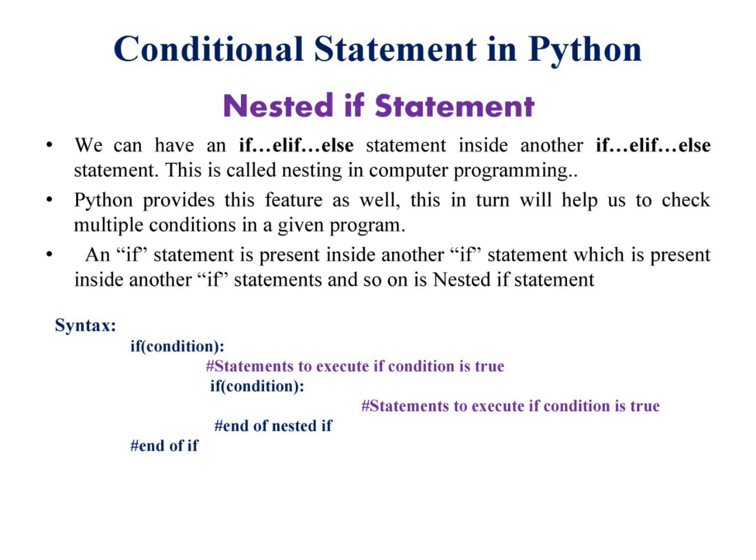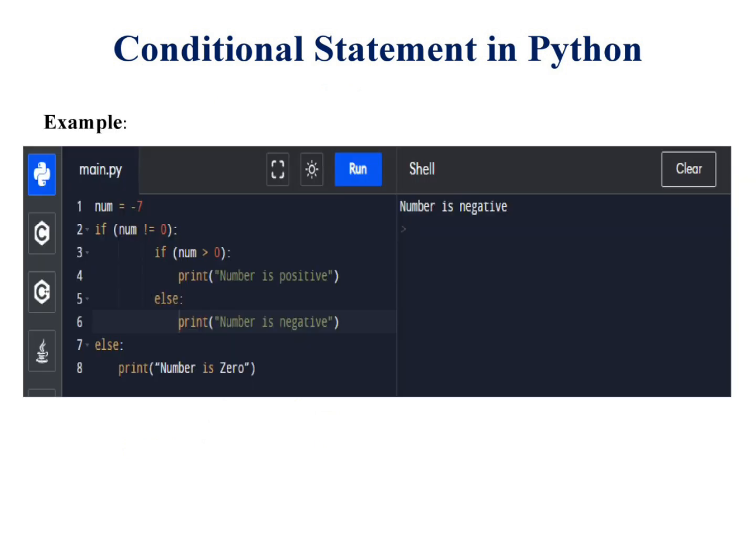Let us see an example. I am going to print the value as negative or positive using this. Let us take num is equal to minus 7. If num is not equal to 0, that is, if num is greater than 0, print number is positive, else print the number is negative. If both fail, else print the number is 0. It will give the output as negative because the value of num is minus 7.